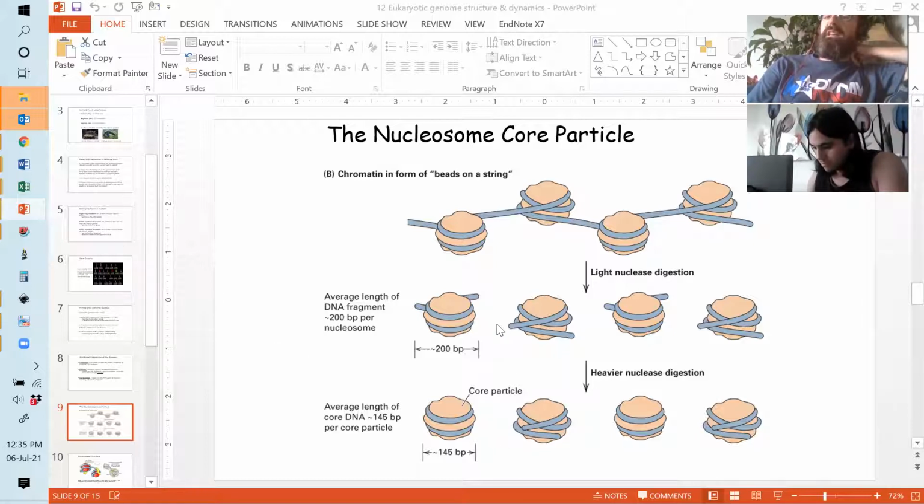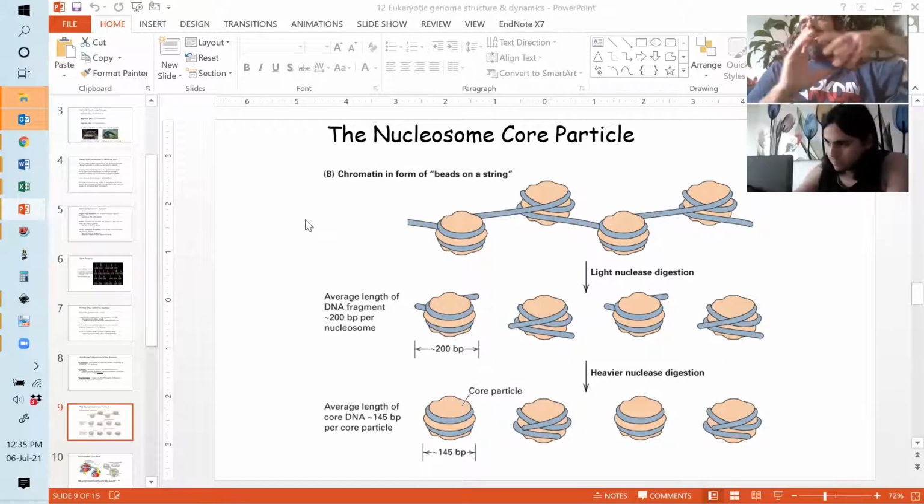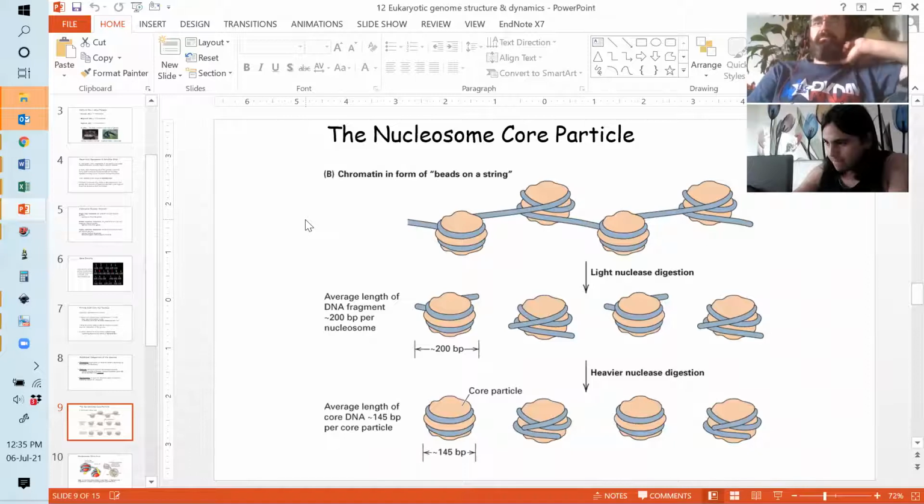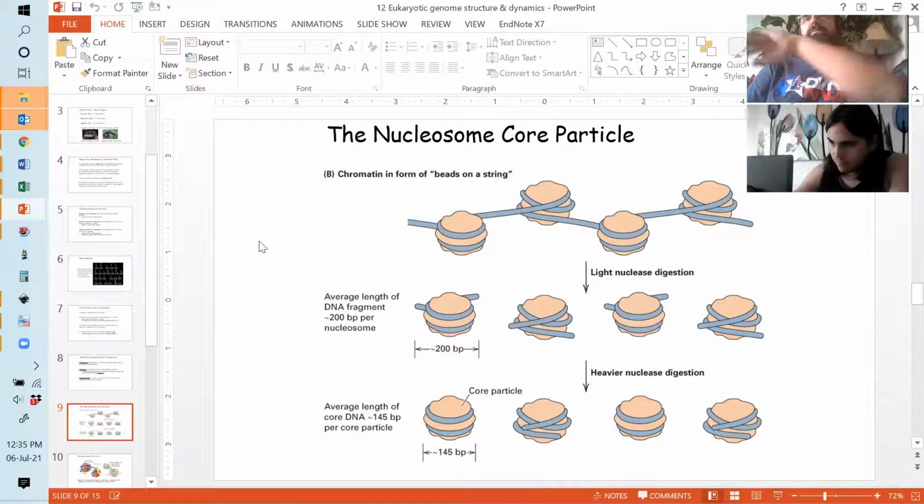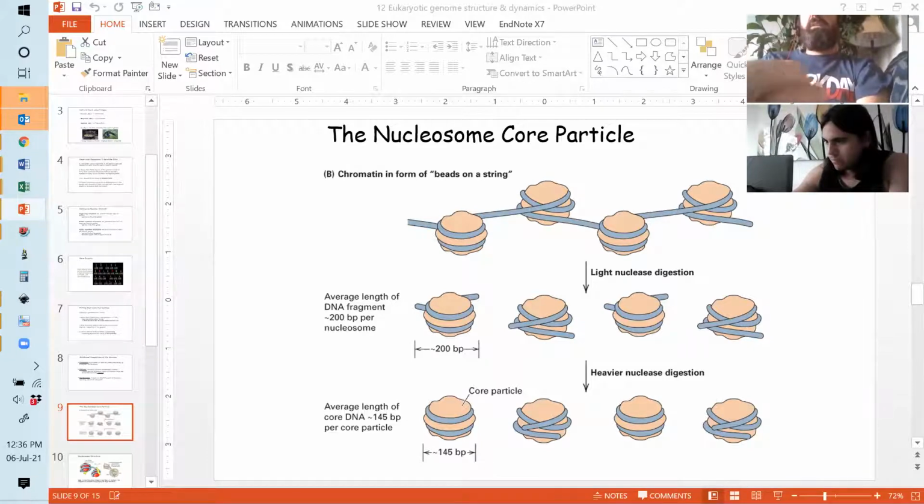And so the bit of DNA between, which is around 50 base pairs or so, that's what actually allows the whole thing to twist and flex and move and wrap around itself more tightly. And histone 1 acts to hold everything together and fold the chromatin.